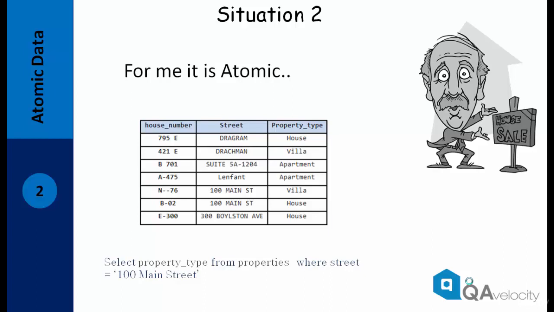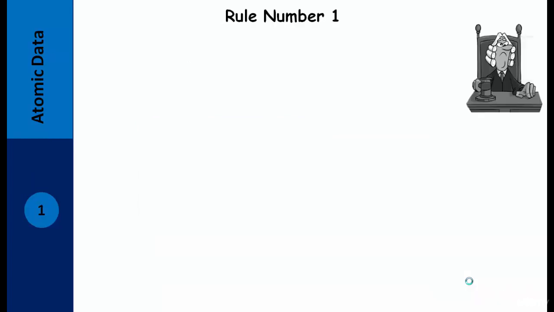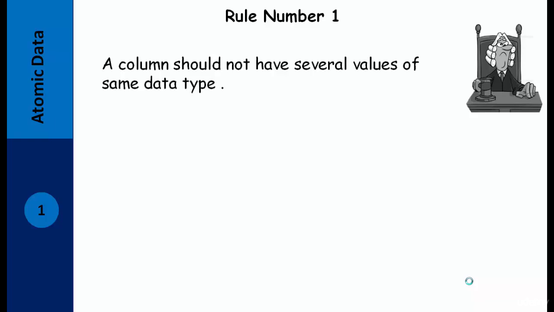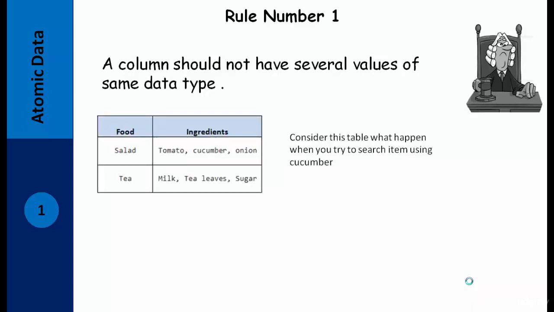So for both of the situations, the table is atomic enough for the people who are using it. Alright, let's talk about the rules of atomicity. Rule 1 says a column should not have several values of the same data type.